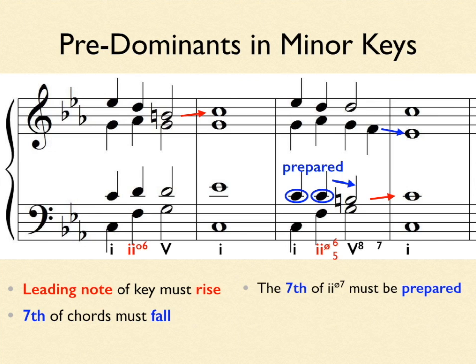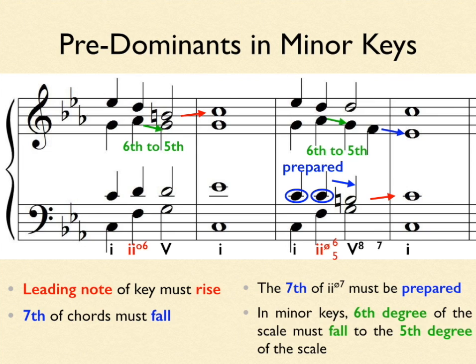And the other rule that we have to remember, because we're using the supertonic seventh chord, is that the seventh of the supertonic seventh chord must be prepared. So the chord that I put before it, probably the most common chord to come before it, would be your chord 1. So you can see there that the C in the tenor part has been prepared in the previous chord. And here's where we get to that new thing I mentioned earlier that you've got to remember: in minor keys, if the 6th degree of the scale occurs in a predominant chord, it must fall to the 5th degree of the scale.